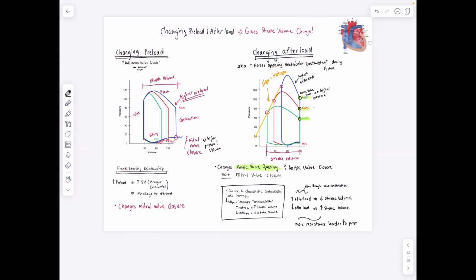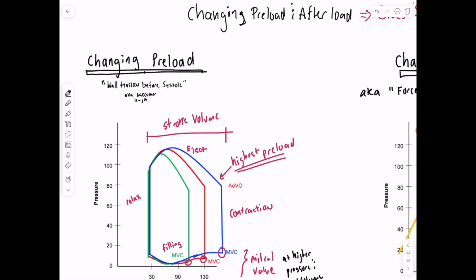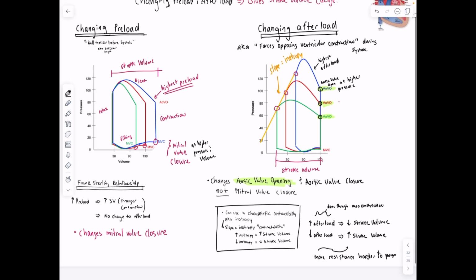All right, so we are almost done. What if we were to change preload and afterload for the heart? So this is going to change, can we change stroke volume? Can we use drugs to change things with the myocytes, to change preload? Preload is wall tension before contraction at the end of diastole. We said that's sarcomere length or wall tension. And so we can definitely change preload.